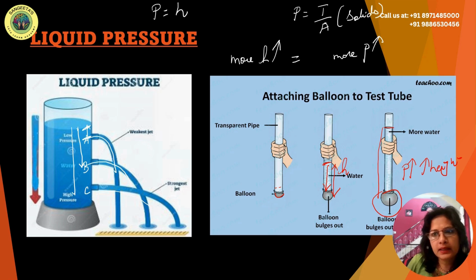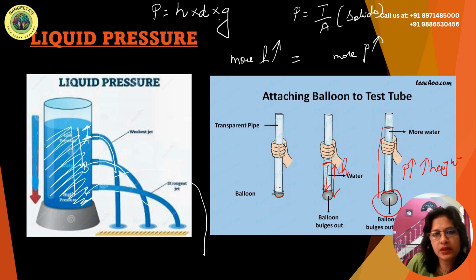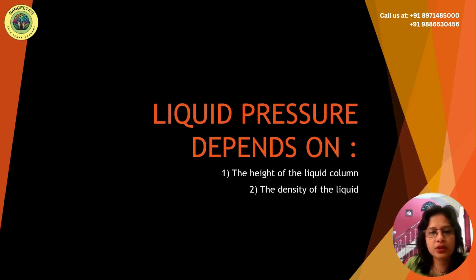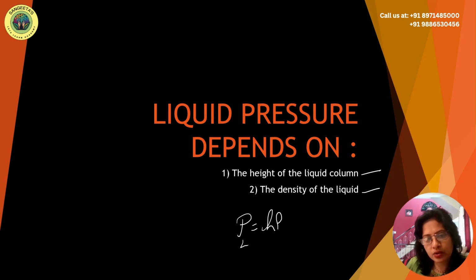It also depends upon the density of the liquid. If I substitute it with another liquid which has very high density, we'll see that it will go farther away. And it depends upon acceleration due to gravity, which is a constant. So liquid pressure depends upon the height of the liquid column and the density of the liquid. Hence, pressure of the liquid is equal to h rho g. The rho is called the density. So height of the liquid column, density of the liquid, into g. That is how you measure the liquid pressure.